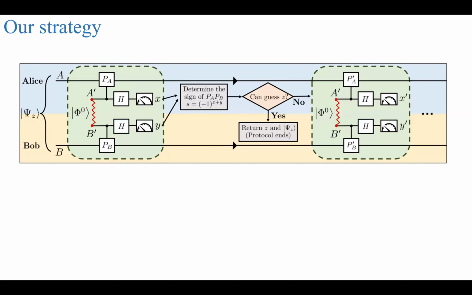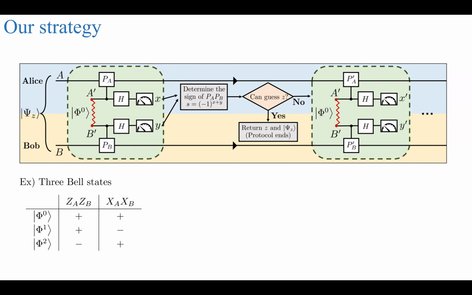So we need additional entanglement to construct such a non-local measurement. Our strategy is summarized with this one picture: we use an additional Bell state, or EBIT, and control the Pauli operator to measure, to get the sign information of Pauli operators. For example, three Bell states are enough to show the strict gap between our strategy and the conventional strategy.